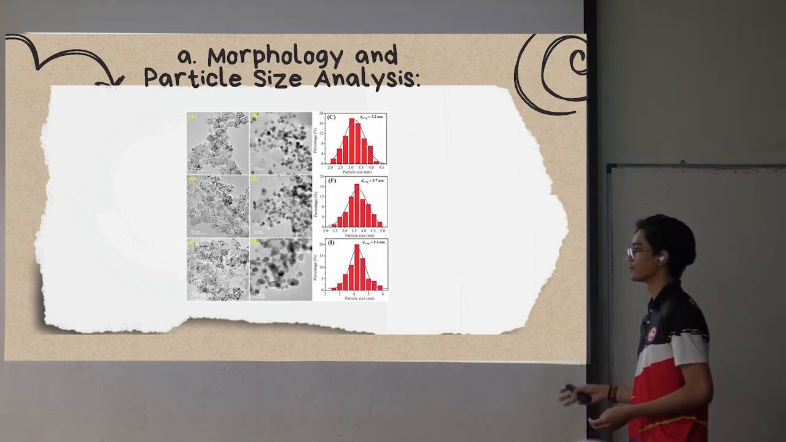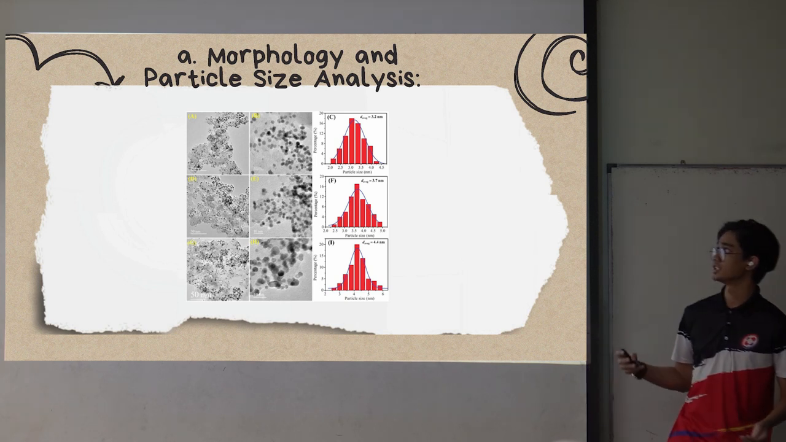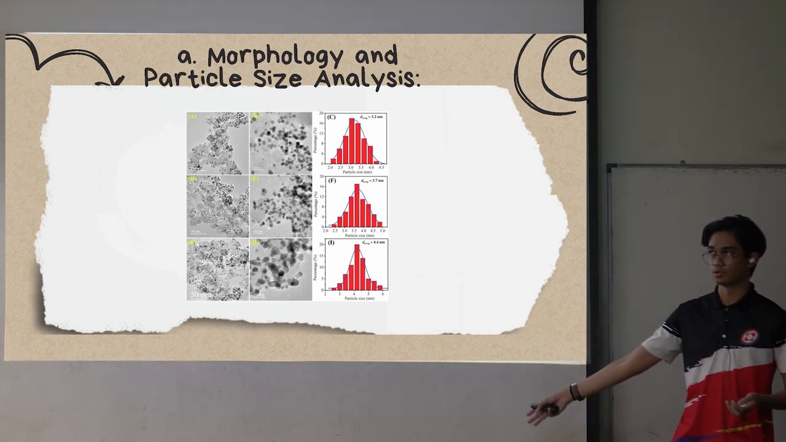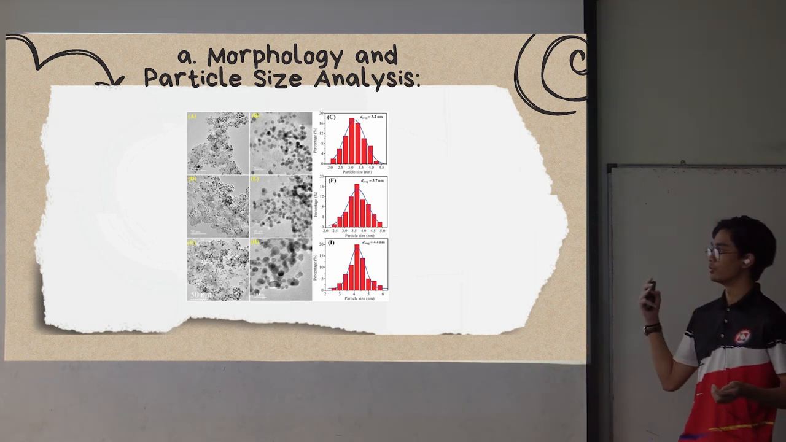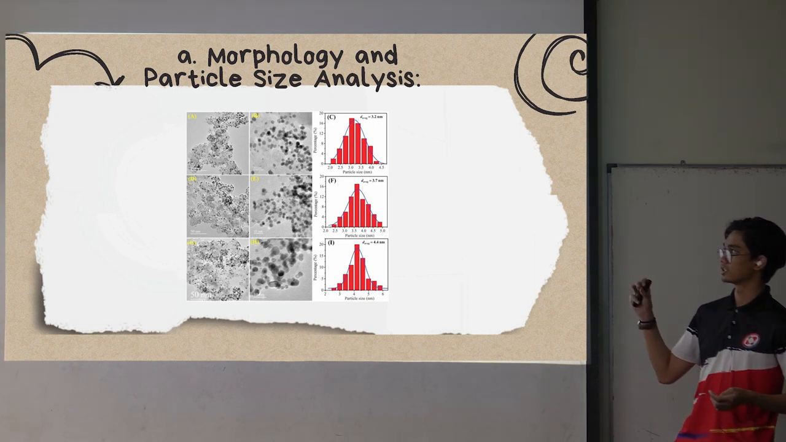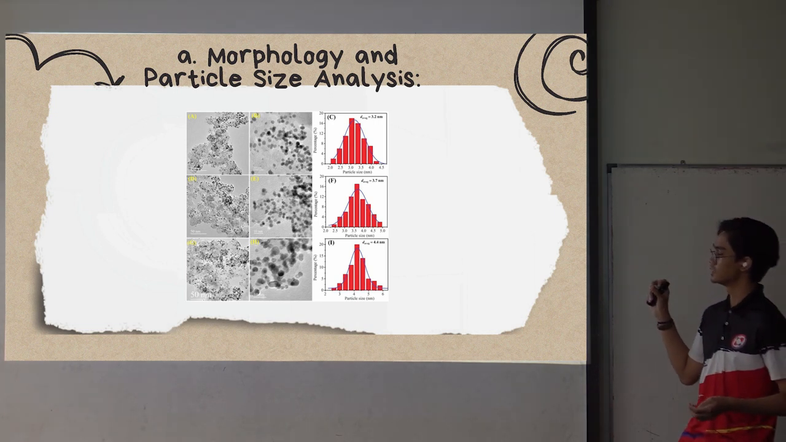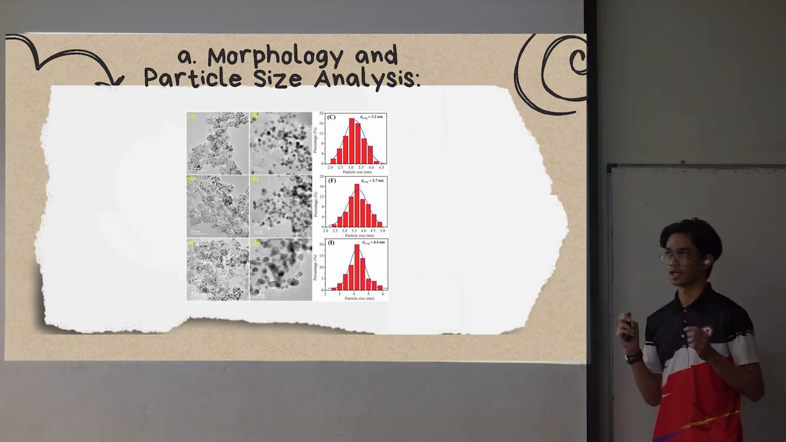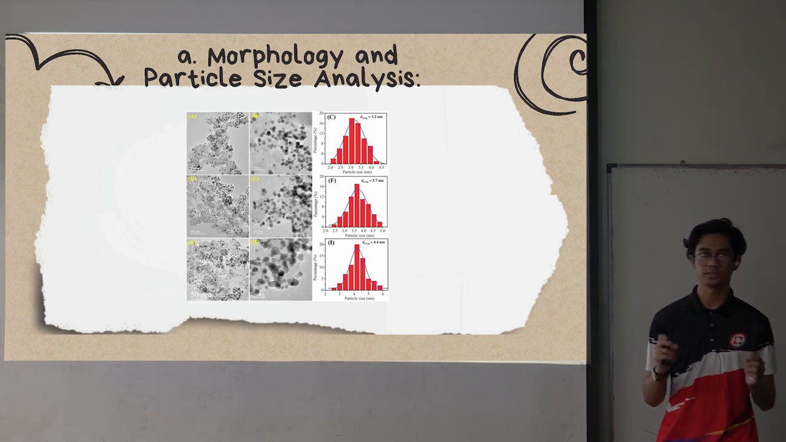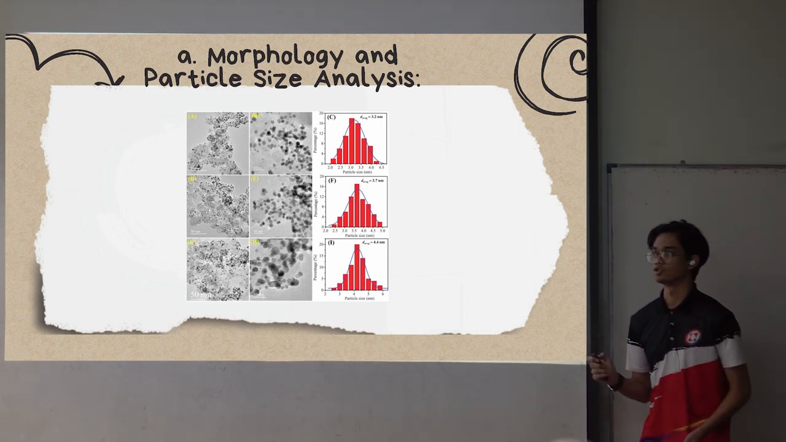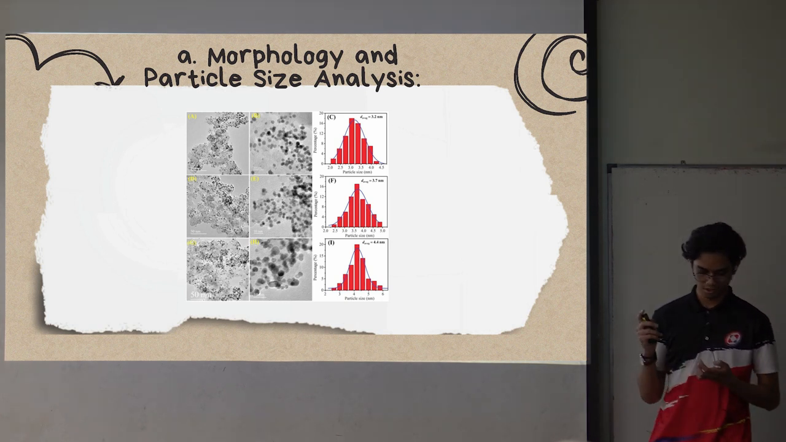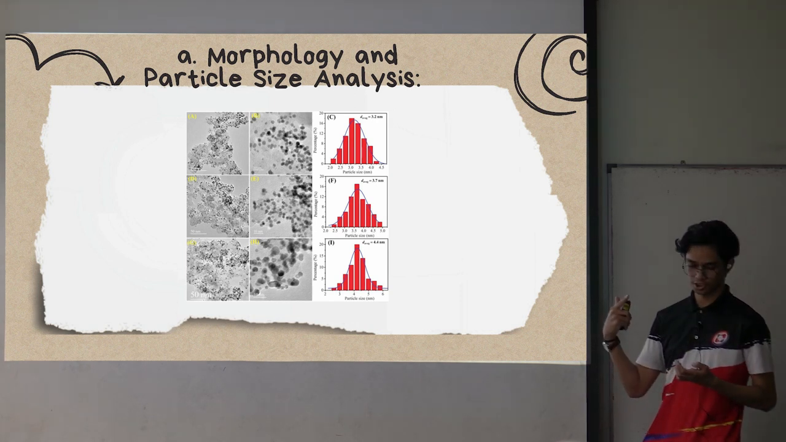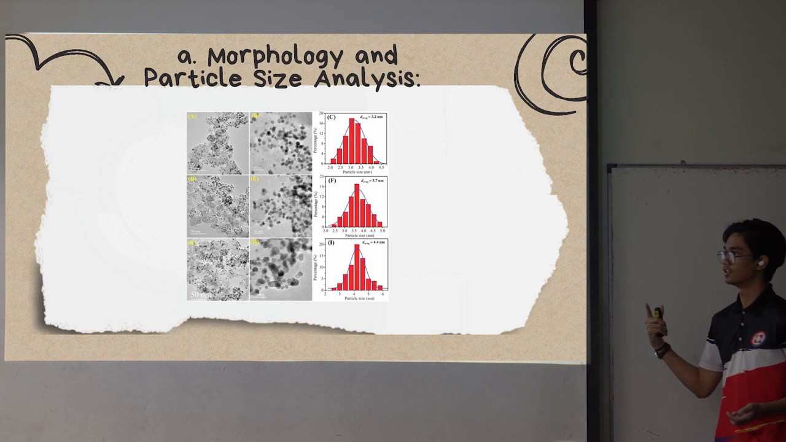So what is the relationship between morphology and particle size analysis and TEM? When we use TEM, the morphology and particle size analysis will have an impact to get a more detailed and precise shape and size of the particle inside the specimen. It provides a more qualitative image of the morphology of a particle itself.